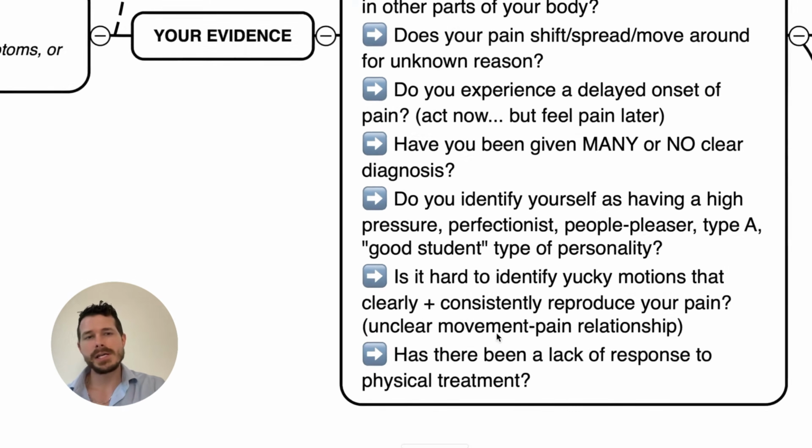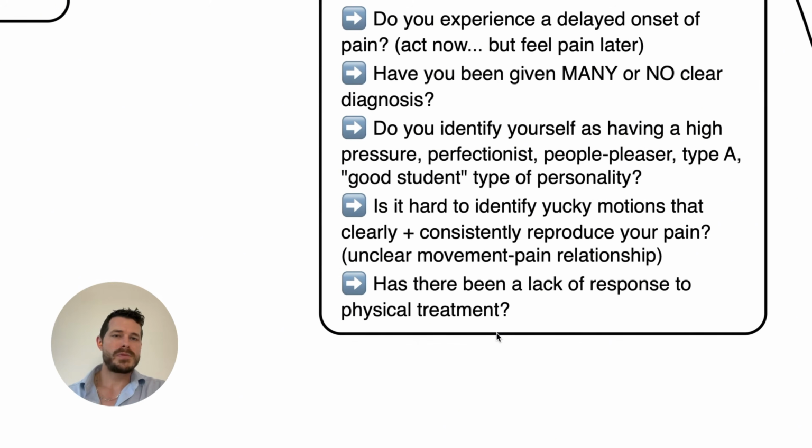Do you identify yourself as having a high pressure, perfectionist, people pleaser, type A, get her done, good student type of personality? "Dr. Charlie, just give me the stretches to do right now and I'll do whatever it takes to solve my problem." If so, you are at risk for training your brain to experience symptoms.